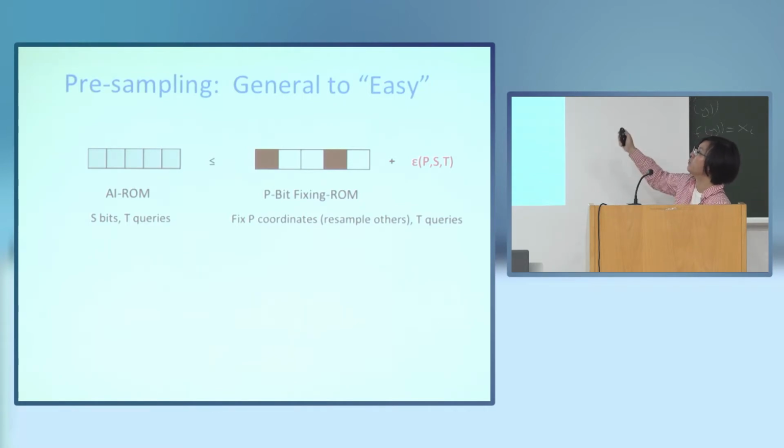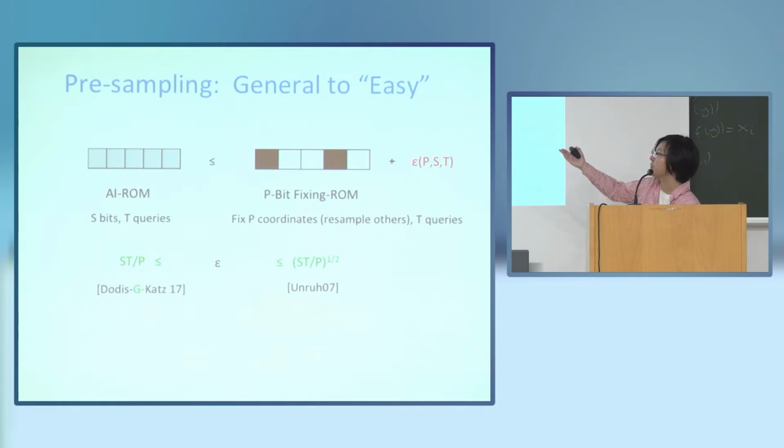Okay, so now the question is what cost you pay. The function depends on the number of locations you prefixed, and S and T. When Unruh introduced the idea of pre-sampling, he showed the upper bound should be square root of ST over P. In joint work with Evgenia and Jonathan Katz, we showed this epsilon is at least ST over P, so there's a square root gap there. In this work, we figure out that ST over P is the right thing. This is the difference in the best advantage you can get in one model versus the other.